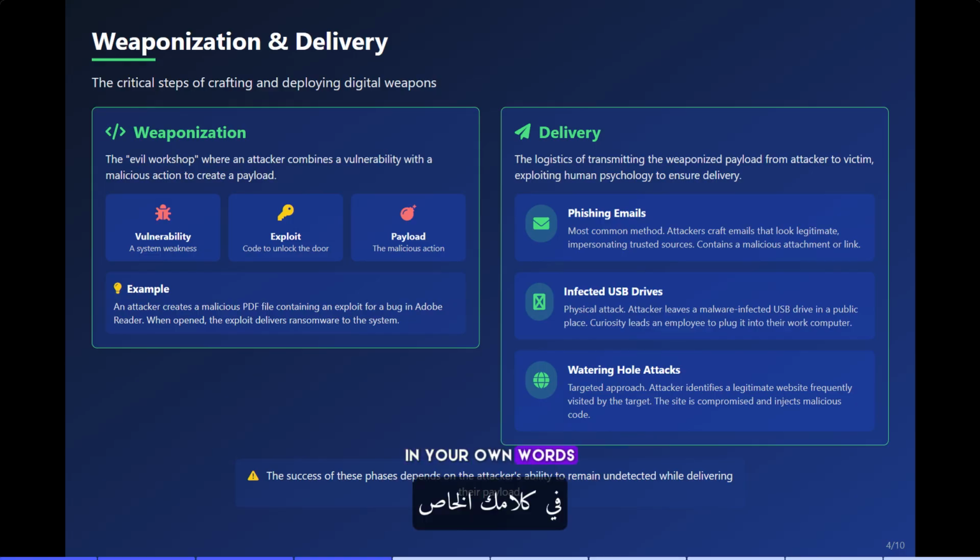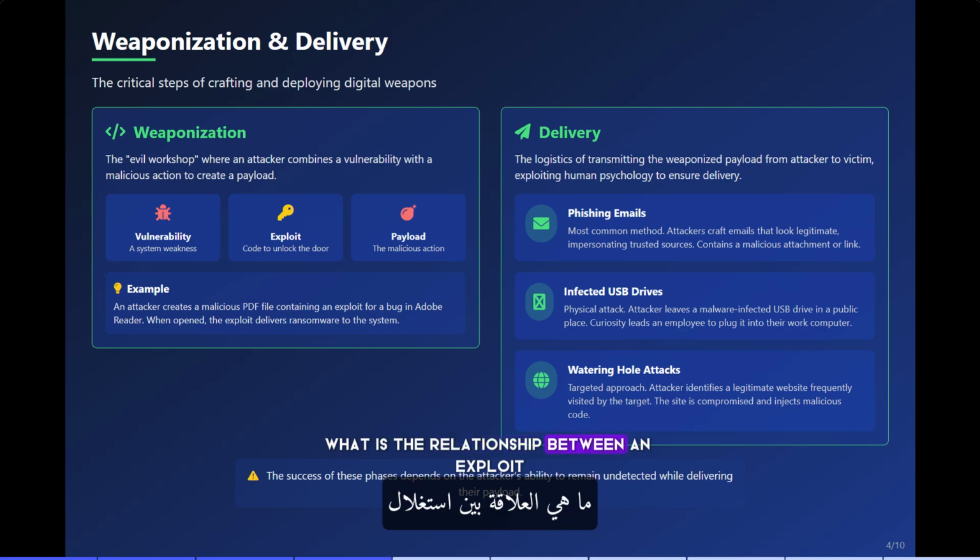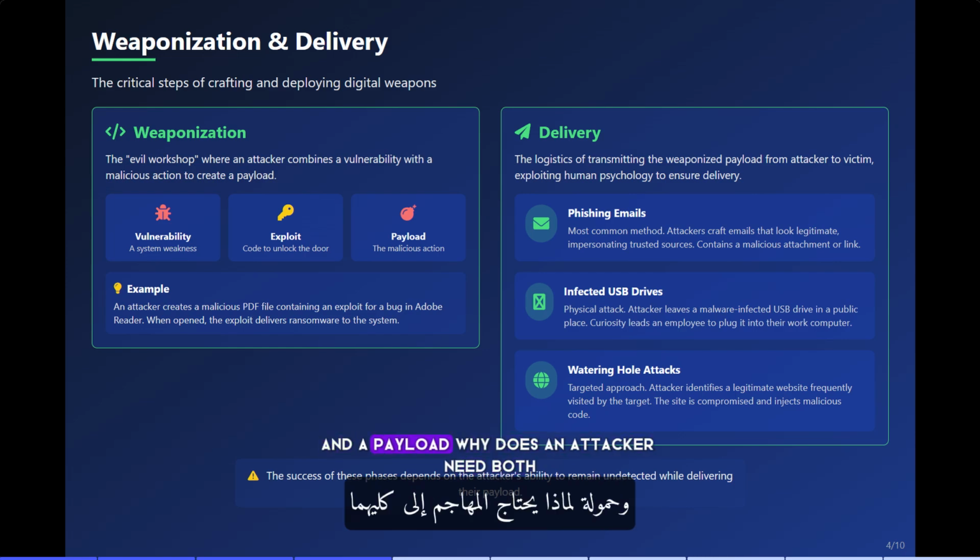To wrap up, let's assess our understanding. In your own words, what is the relationship between an exploit and a payload? Why does an attacker need both?